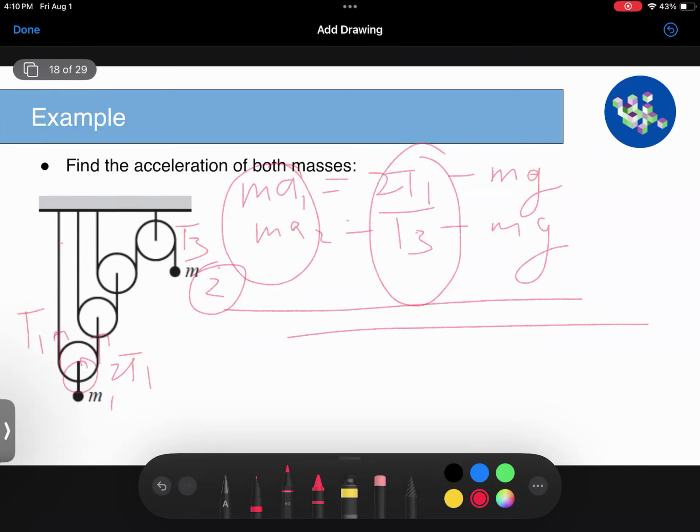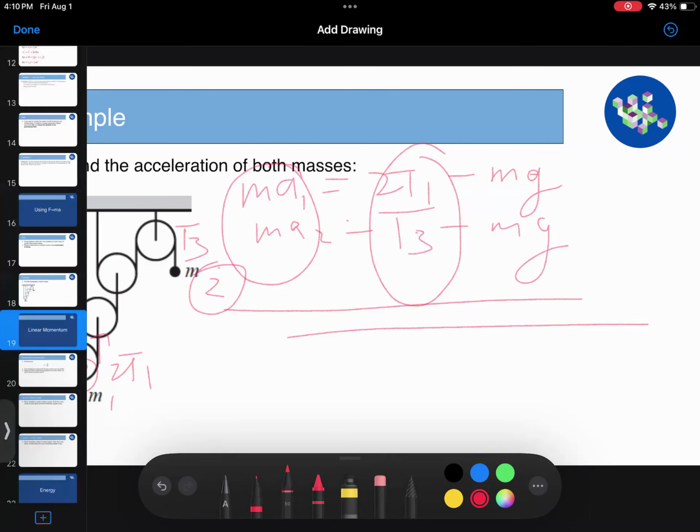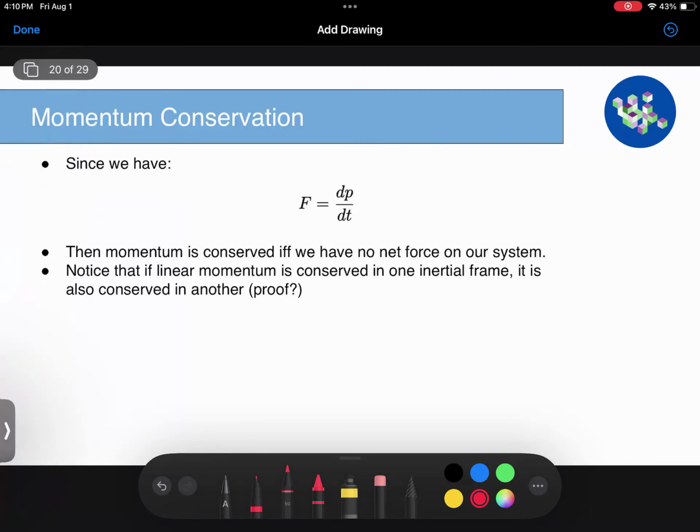All right. Quickly go on to talk about linear momentum. Of course, we all know linear momentum p equals mv, mass times velocity. We have F equals ma, right? And because p equals mv, this is also equal to the derivative of linear momentum with respect to time, dp over dt. Now, what does this mean?